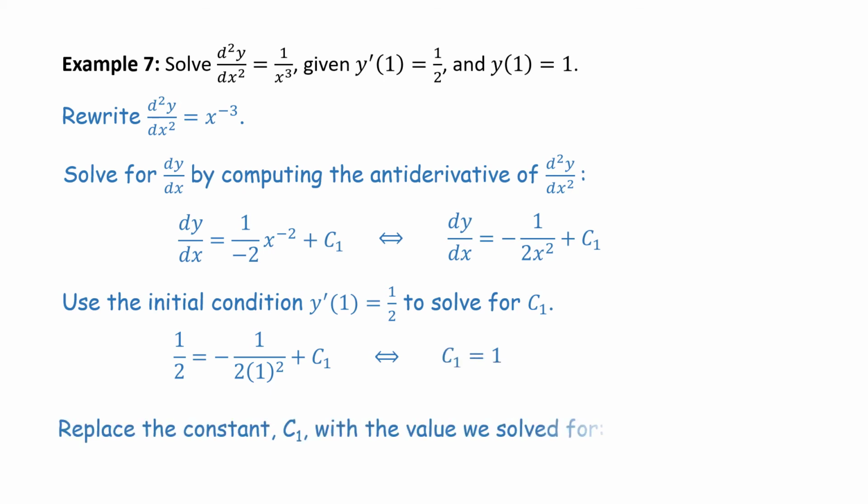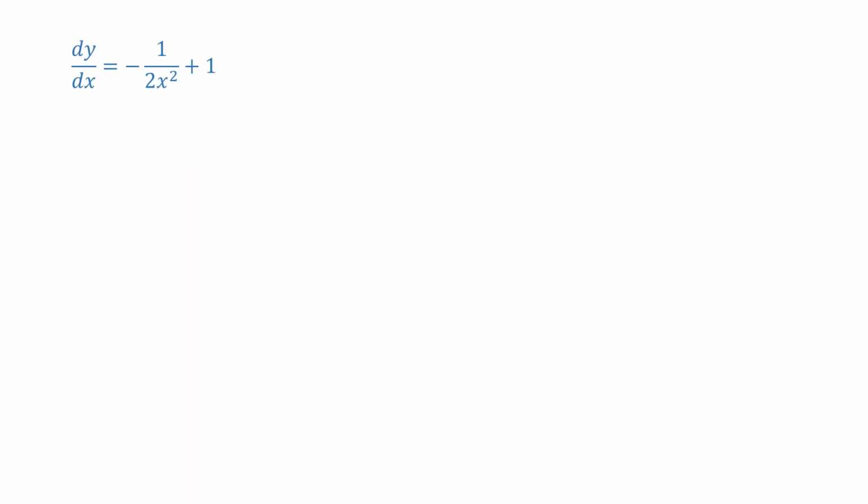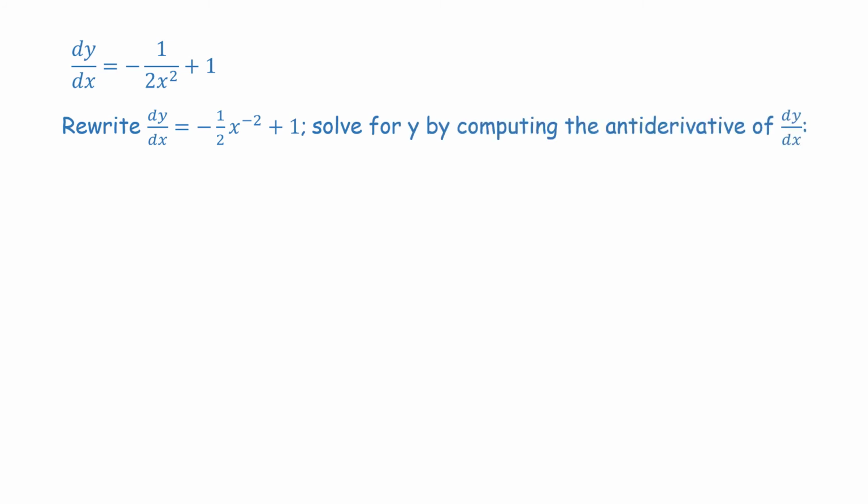Now replace the constant c sub 1 with the value we just solved for, which we got 1. The derivative dy dx is equal to -1 divided by the quantity 2x squared, plus 1. We'll start with that to solve for y. Let's rewrite dy dx as -1/2 times x to the -2, because we can use the power rule for antidifferentiation there, plus 1. We'll solve for y by computing the antiderivative of dy dx.